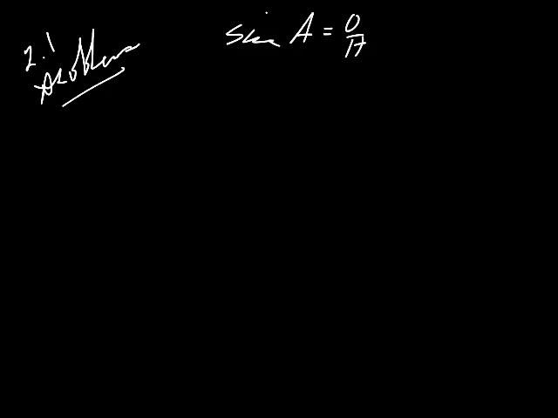So this is 2.1 problems. And what we have here in 1 through 4 is they're just asking you to find exact values. So they give you the sine of A to find. Well, the sine of A is going to be opposite over hypotenuse. The opposite of A is 21, hypotenuse is 29, and you're done.